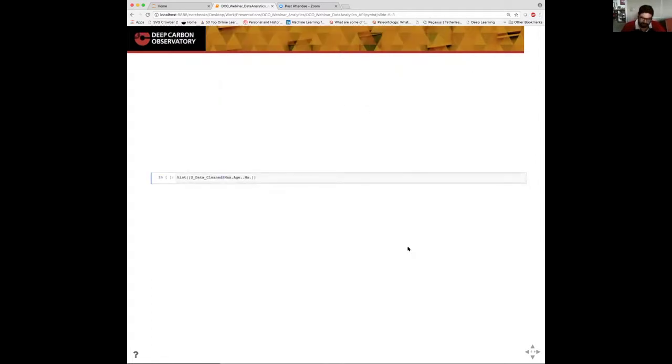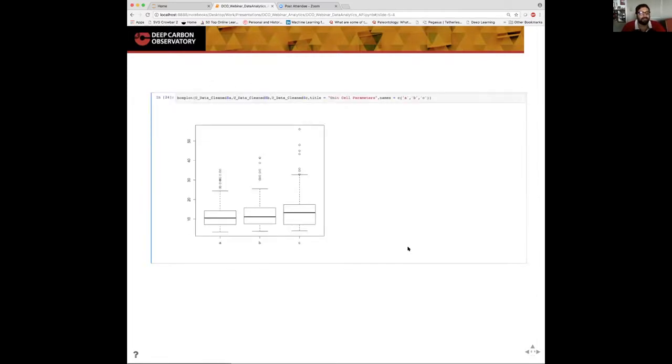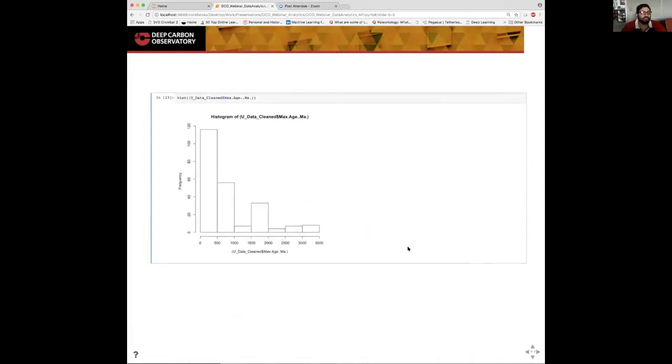So simple visualizations like a histogram help us, and even a box plot can help us see the distribution of various parameters and can help us understand the importance of these features. If you look at the histogram, which I'll go back to, you can see the distribution of the maximum age of uranium minerals. What we can see here is most uranium minerals are young, except for a small peak that occurs between 1500 to 2000 million years.